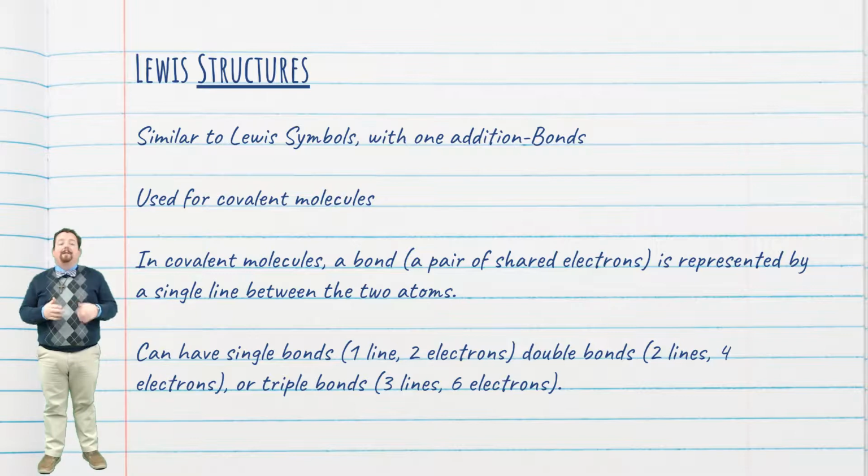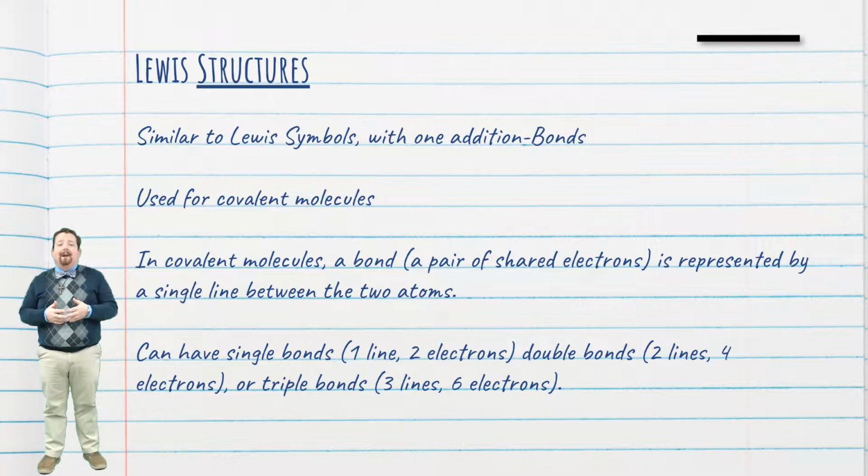Okay, let's talk about Lewis structures. They're similar to Lewis symbols, but with one addition: bonds. We use these to represent covalent molecules. In a covalent molecule, a bond is a shared pair of electrons, and we represent that with a single line between atoms. There are 3 types of bonds that we could have.